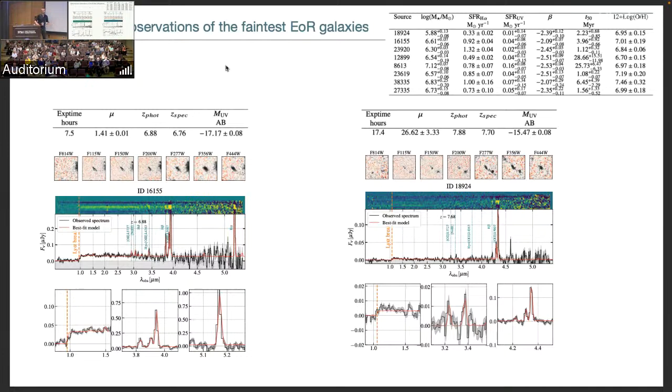So can I take it as an indication that star formation is very bursty? Yes, exactly. If you look at these ratios, you see that it's much higher than, say, continuous star formation. Yes. Thank you.